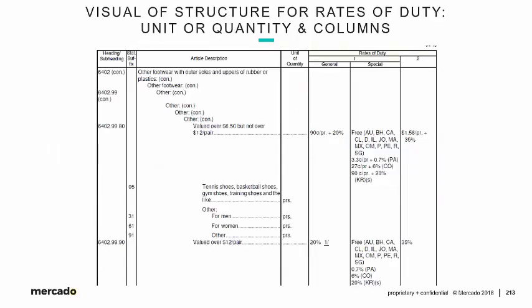We're going to stop here, and when we come back, continue on, this time with a visual of the structure for rates of duty, unit or quantity, and the columns themselves. This layout should be very familiar to us, so we'll be able to go through it, not fast, but a little bit quicker than previously. So do come back, speaking of quickly, as fast as you can.